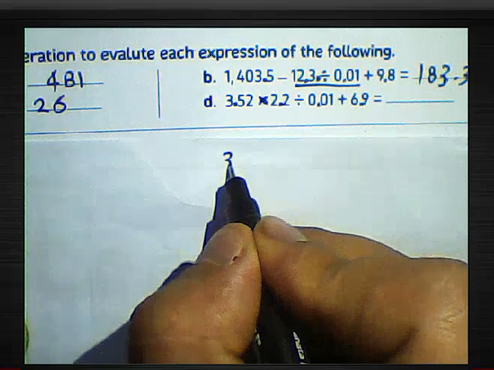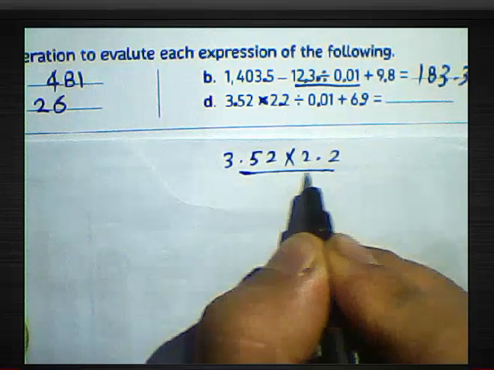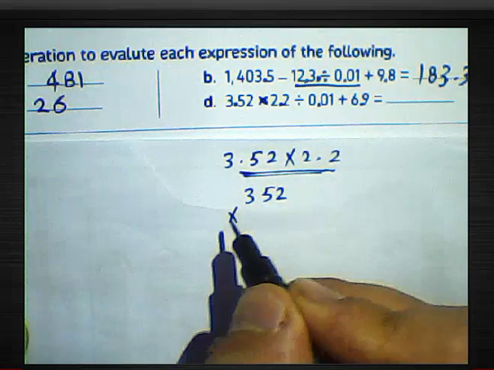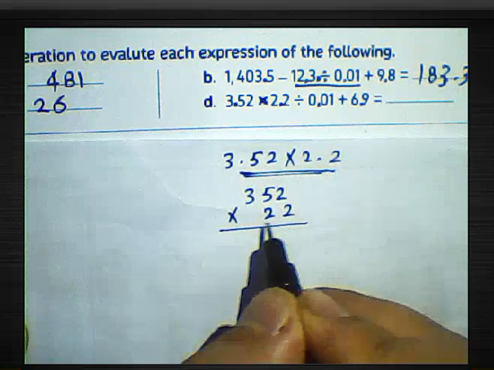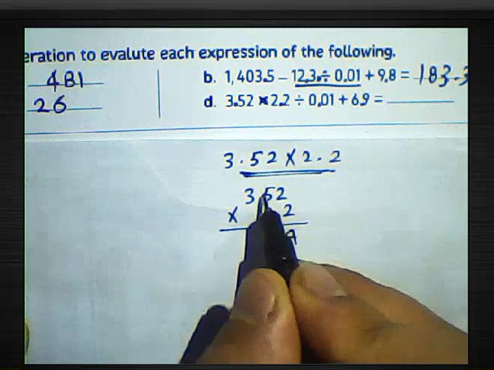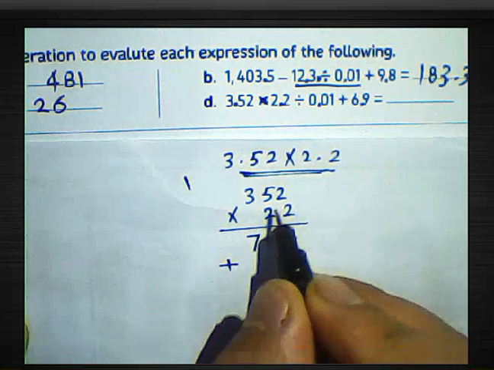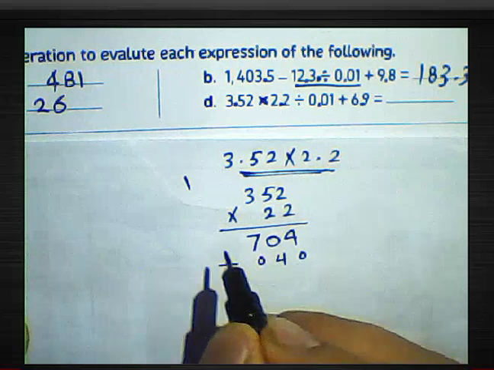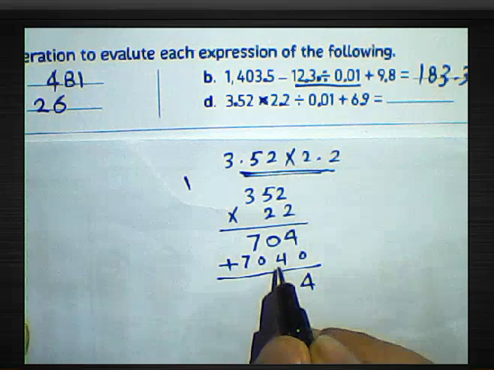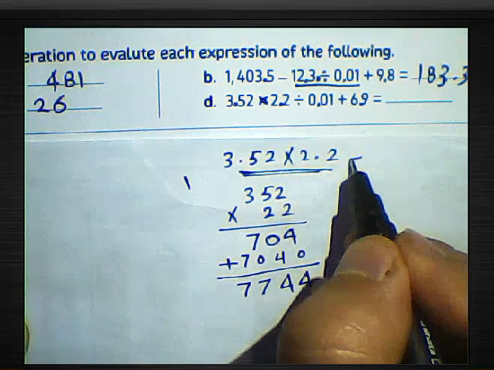Look here, 3.52 multiplied by 2.2. We can find the multiplication by long multiplication right here, 352 up and 22 down. Look at 2 times 2 equals 4, 2 times 5 is 10, write 0 and carry 1, 2 times 3 is 6 plus 1 equals 7, plus 0. Then 4 plus 0 equals 4, 0 plus 4 equals 4, 7 plus 0 equals 7. Write 7 here.